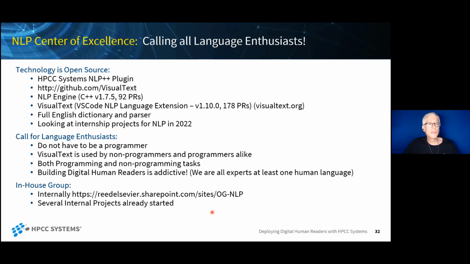And of course, building digital human readers is really addictive, because you start to think, how do we do this stuff? And you really get into doing this. And like I said, people who start this really get into it. And next thing you know, they're really having a great time at it. So we are all experts, at least at one human language. And that's why anybody can do this and contribute if they love language.